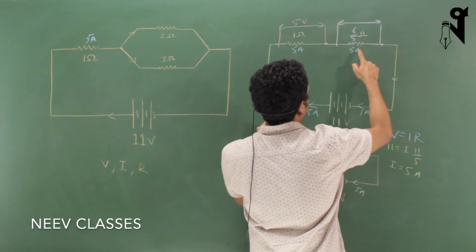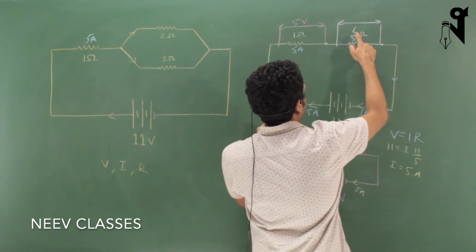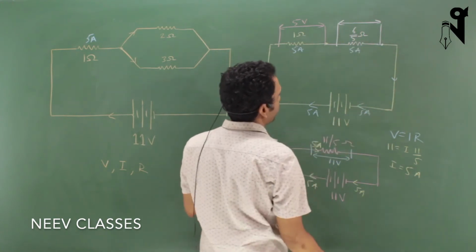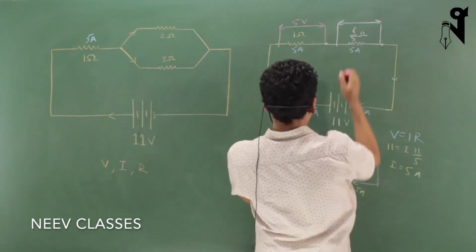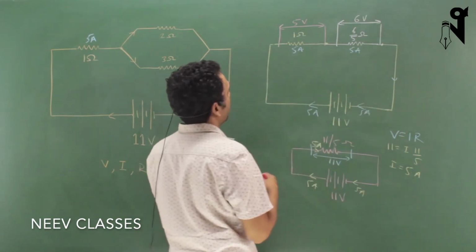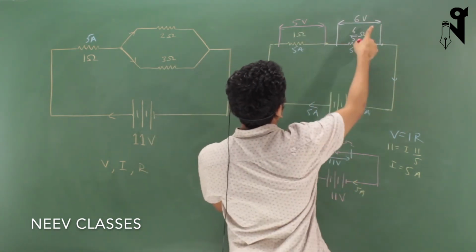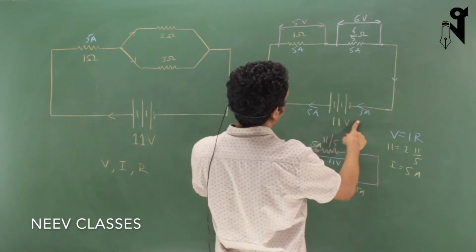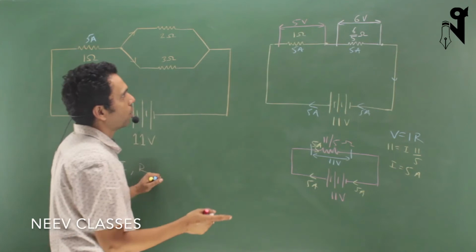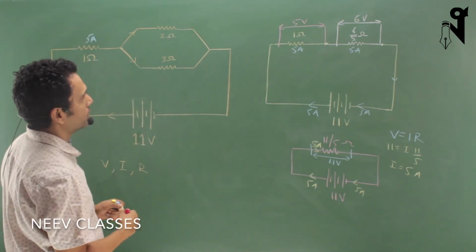So 11 minus 5 you can do, or you can do I into R. So I'll do I into R over here. I was 5 and R is 6 by 5. So 6 by 5 into 5 gives us 6 volts. So are we not verifying that 5 volt plus 6 volt is 11 volts? If this kind of verification is happening, there is no chance that you are going wrong in the circuit.